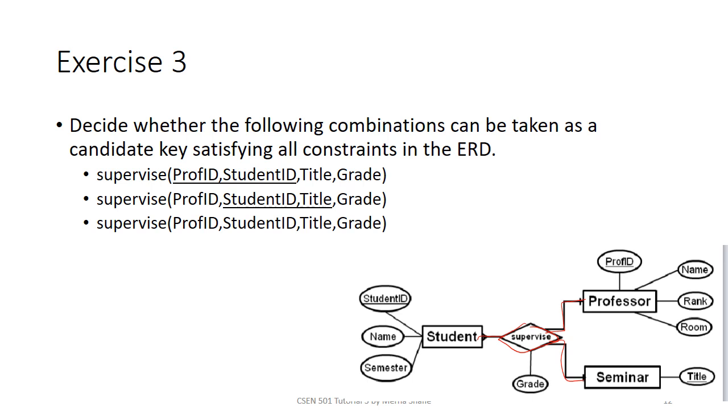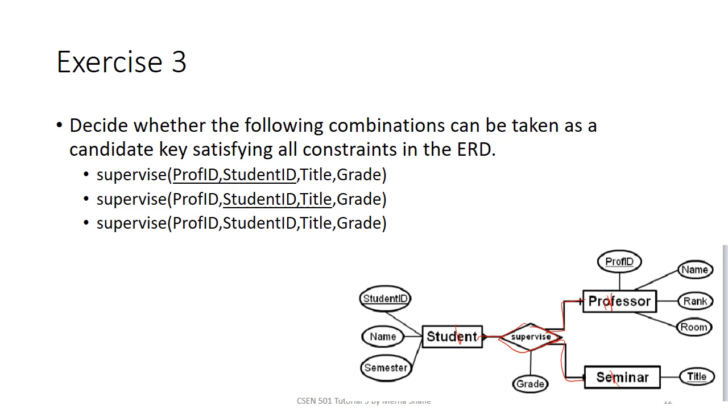We have that the professor and the student are just being supervised under one seminar. And if you have one professor and one seminar, it's given out to several students. And if we have one student and one seminar, then it's given by exactly one professor. And there is a grade that depends on this relationship. Okay? So let's decide whether the following combinations can be taken as a candidate key satisfying all constraints in the ERD, yes or no.